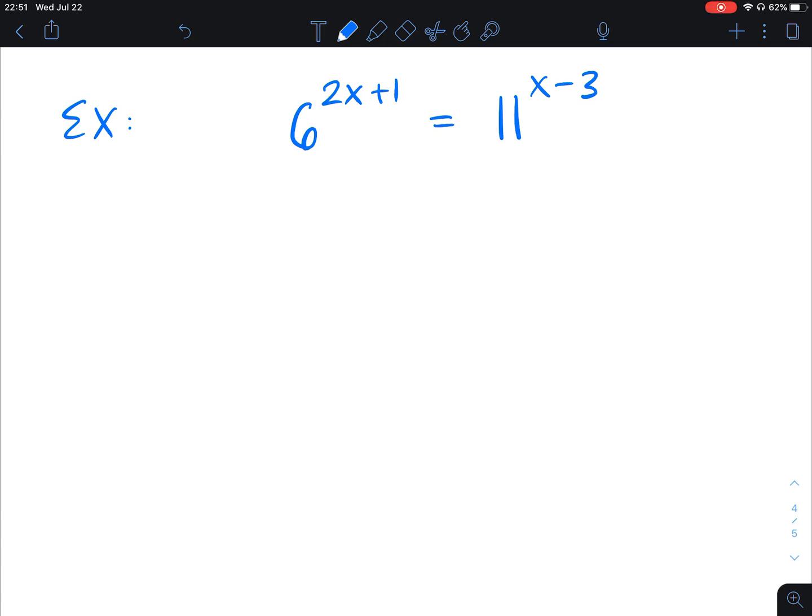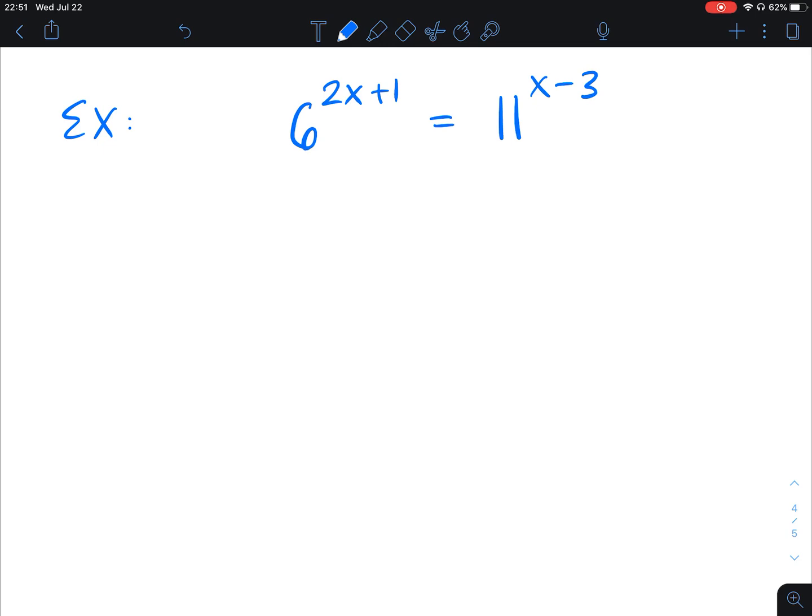Okay, so I chose this example because the base of 6 on the left and the base of 11 on the right can't be rewritten in terms of smaller bases, right? It's not like a number such as 64 or 16 where it can be written as 4 cubed or 4 squared. So we aren't able to use the make-the-bases-match strategy, which is kind of a bummer. But the good news is we have our log properties.